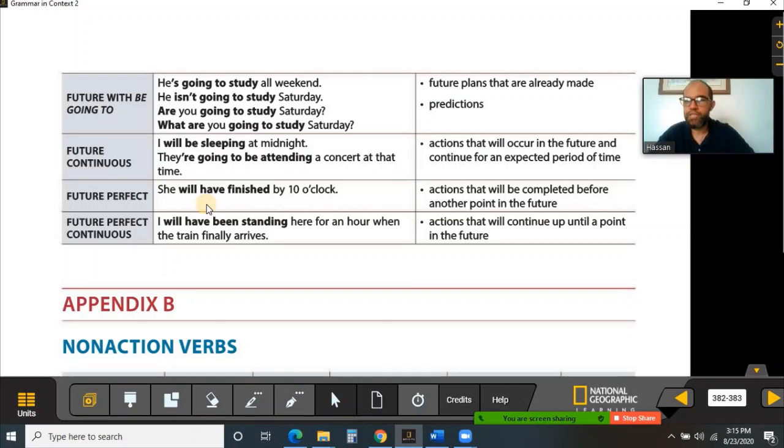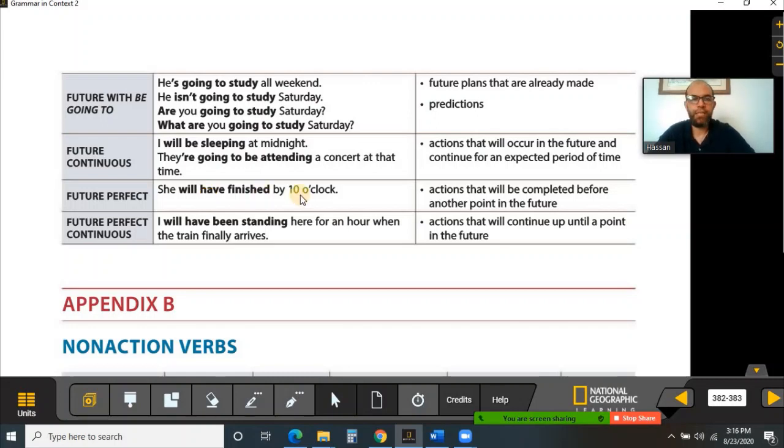Now, future perfect. The future perfect is formed by having will plus have plus past participle. Will have goes with all the verbs: will have finished, will have done, will have talked, will have made, will have played.